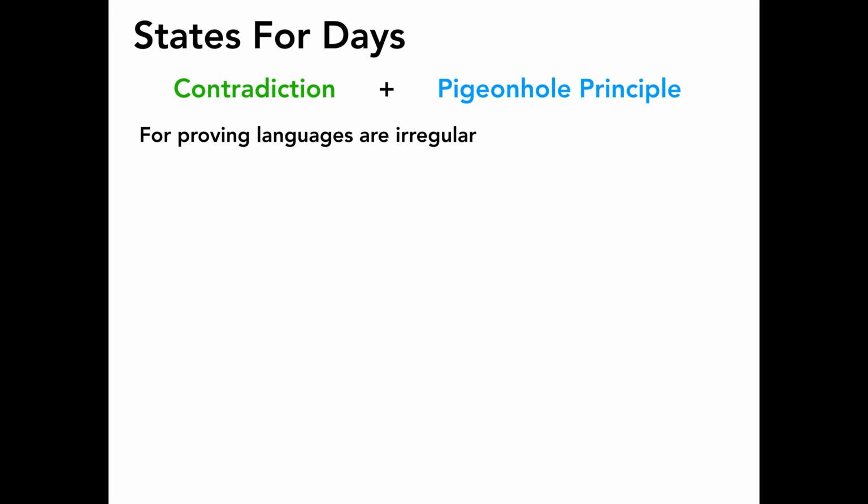We're going to use two main tools in the solution to this proof. Those are contradiction and the pigeonhole principle. These should be pretty familiar, as we use them a lot when we're proving that languages are irregular. The format of such a proof might look something like: assume for the sake of contradiction that our language is regular. This implies the existence of some DFA which recognizes the language, and this DFA also has a finite number of states, which we'll denote by k.